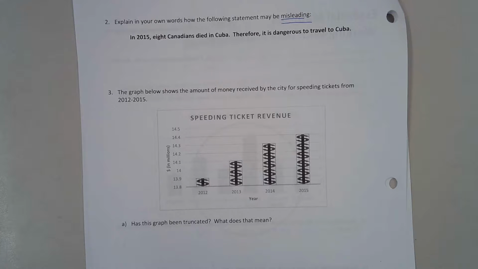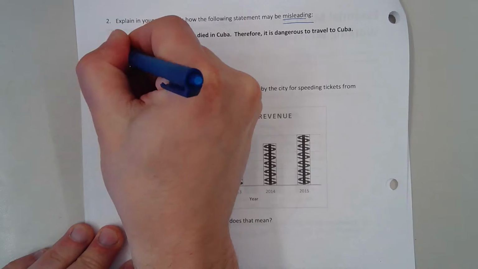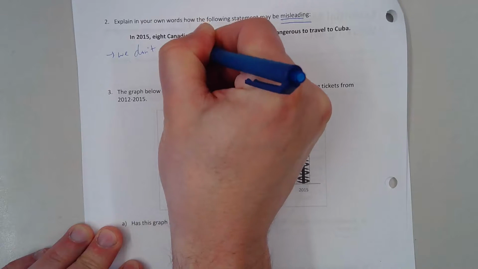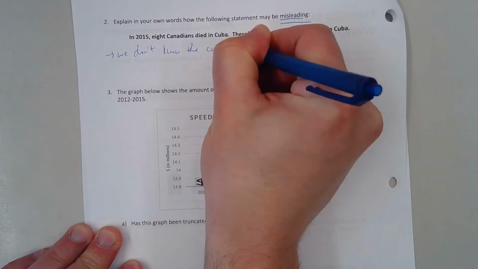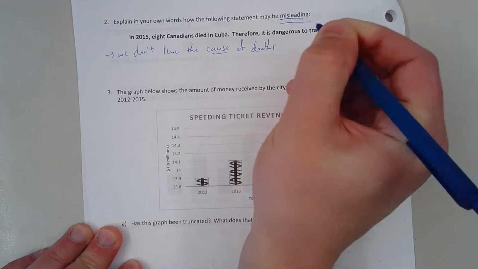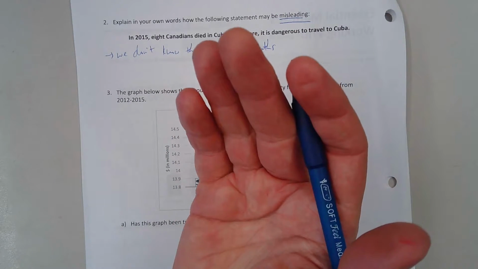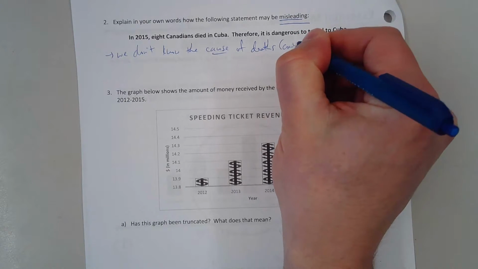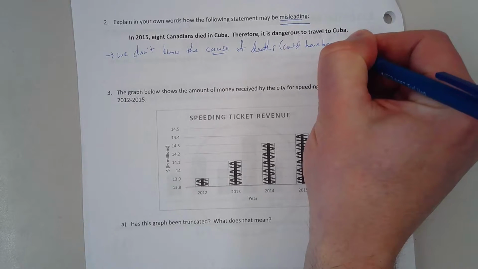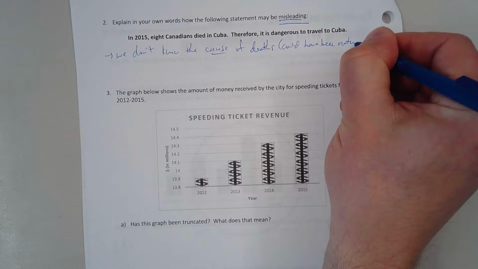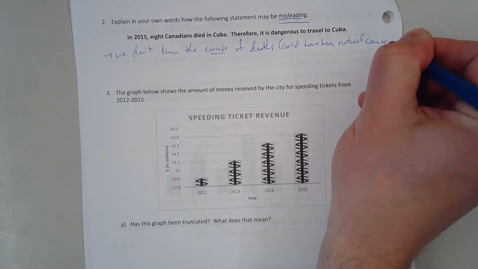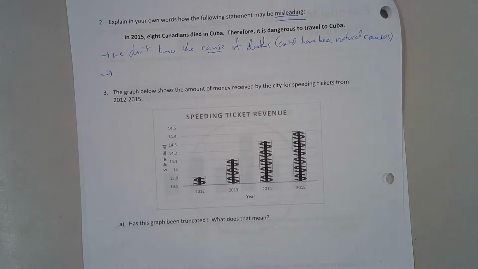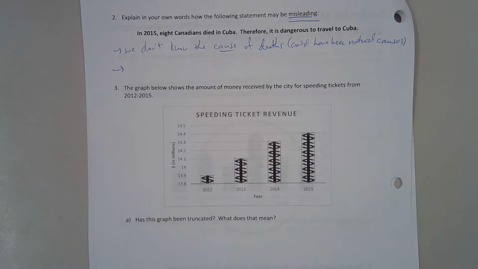So 2 things there, what? Doesn't mean, okay, yeah, so we don't know the cause. Yeah, they could have been natural causes, meaning that the deaths had nothing to do with Cuba, right? So it could have been natural causes. Okay, what else? So that would be an acceptable response.